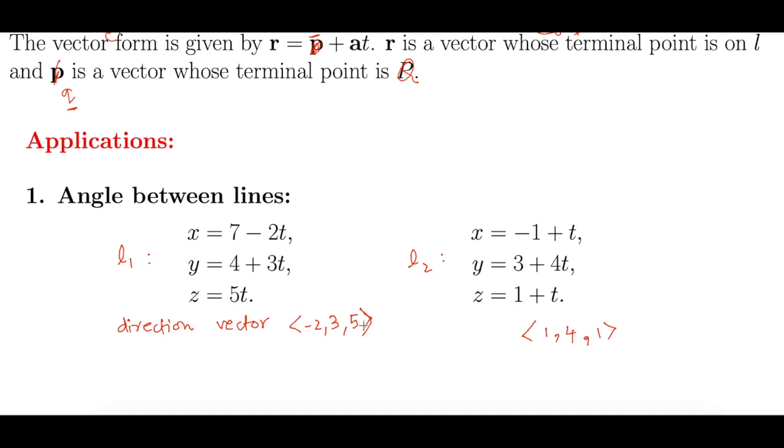So how do we find the angle between these two lines? We can just find the angle between these two vectors. And how do we do that? We know that the cosine of the angle is equal to the dot product of the two vectors divided by the magnitudes of these two vectors. Correct? So the dot product is -2 times 1 plus 3 times 4 plus 5 times 1, divided by, so this is 4 plus 9 plus 25, which is equal to square root of 38.